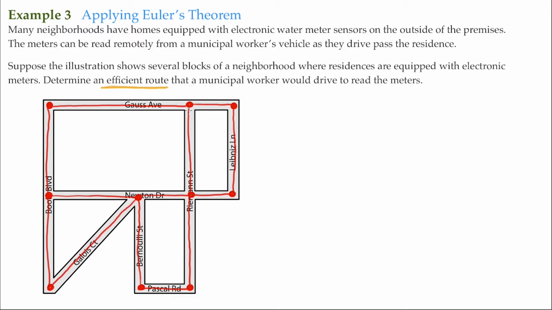So if there are exactly 2 odd vertices, it'll have an Euler path. And the path has got to start and end at the odd vertices. So if I start at this odd vertex, I have to end up over here, and vice versa. If I start here, I have to end up over here.